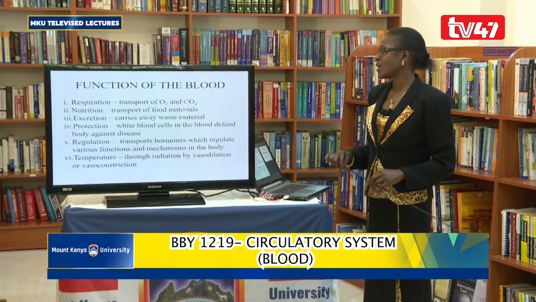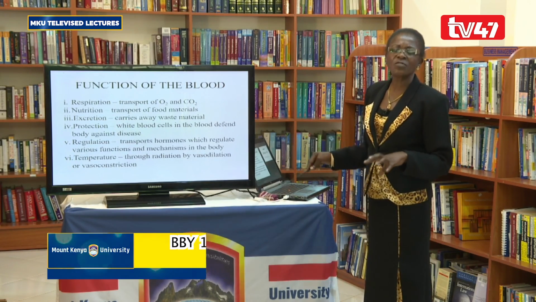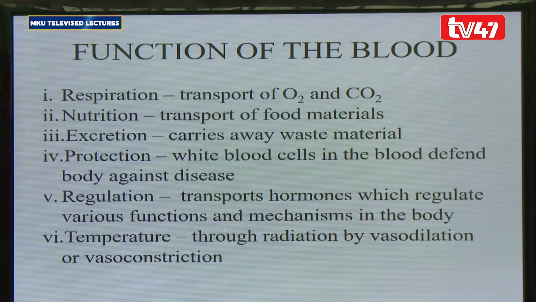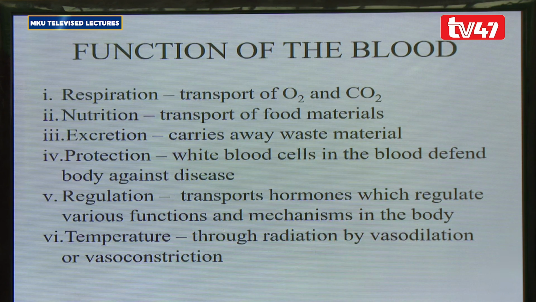of protection. We give it the role of regulation because of transporting the hormones which regulate many processes in the body, including growth and development. We give it the role of temperature regulation because it helps in maintaining the body temperature through radiation, either by vasodilation or vasoconstriction. When temperature is high in the body, the blood vessels undergo vasodilation, bringing blood near the surface, and the body loses heat to the environment by radiation. When the body temperature is low, the blood vessels undergo vasoconstriction, so preventing loss of heat from the body.